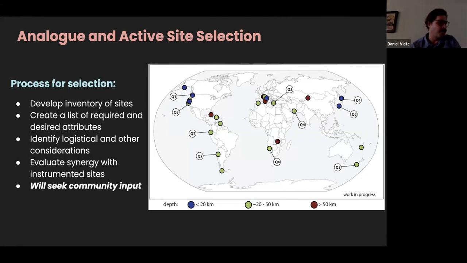And so in terms of the proposed community site model, there will need to be a process for selecting these sites. This will be a process applied for both the exhumed analog work and the active site selection work. And it needs to be defensible and rigorous. So we propose first developing an inventory of sites and creating a list of required and desired attributes. We also need to consider logistics and access and such things. And then we'll also evaluate synergy with the activities of different disciplines within FEC and also within other working groups within SZ4D. And again, we're going to seek community input in this. So now I'll pass back to Melody to talk about experimental activities.